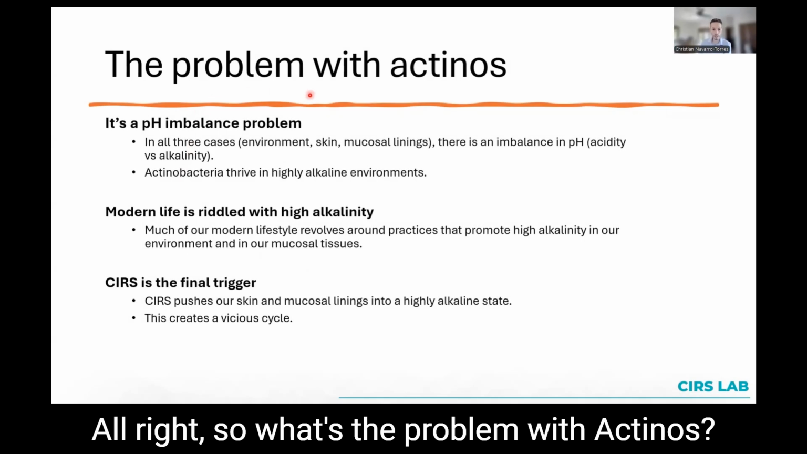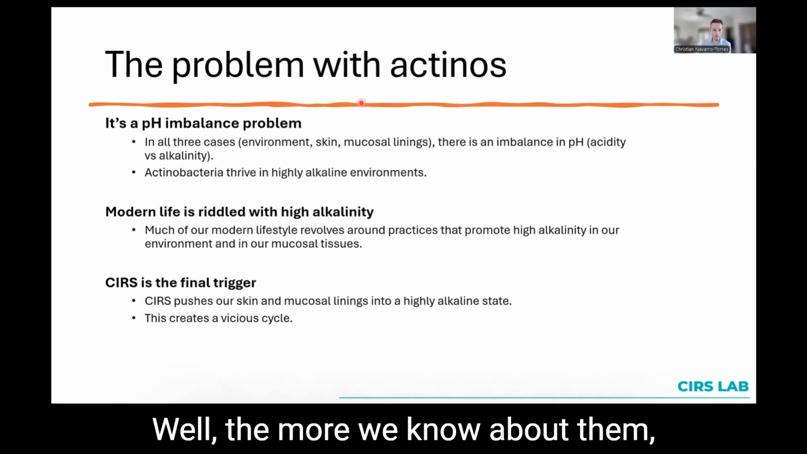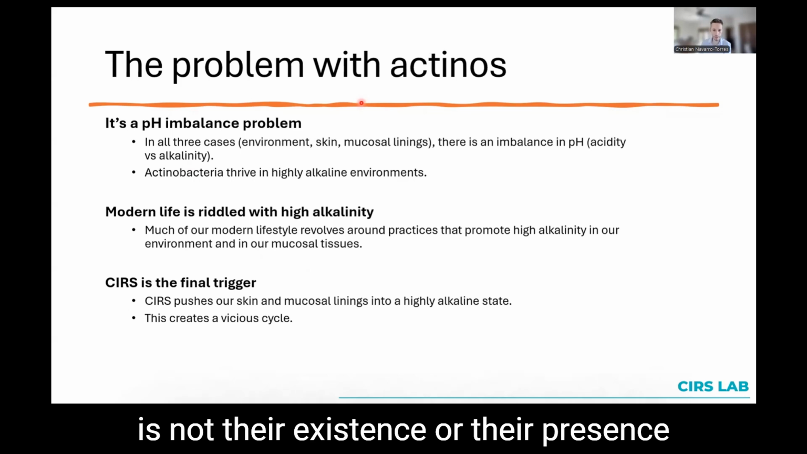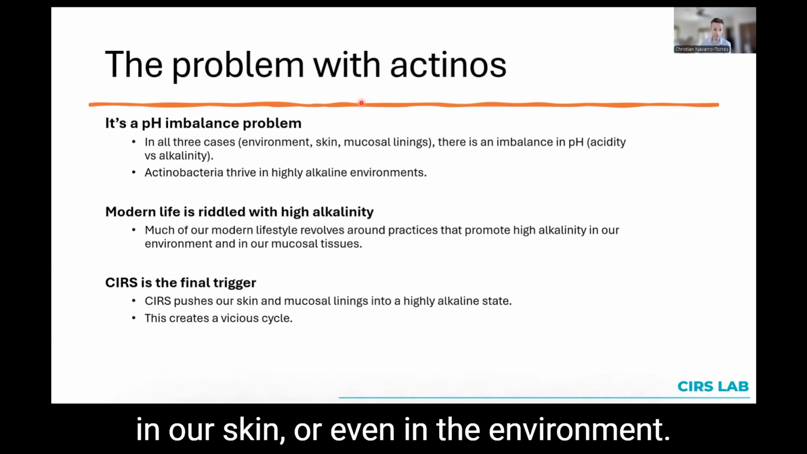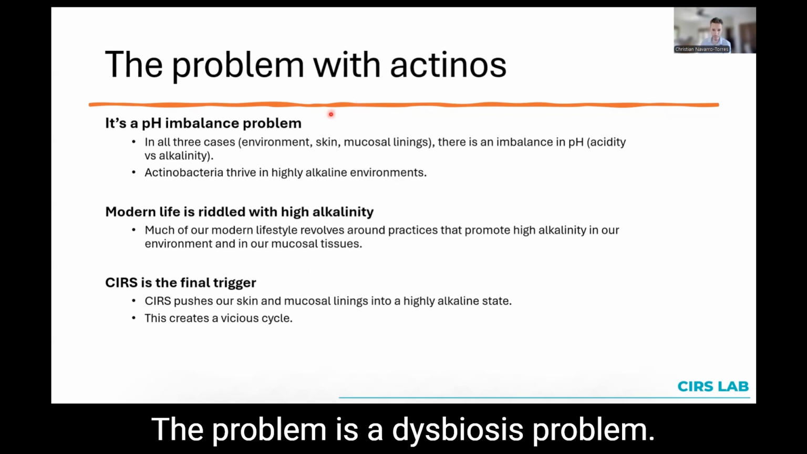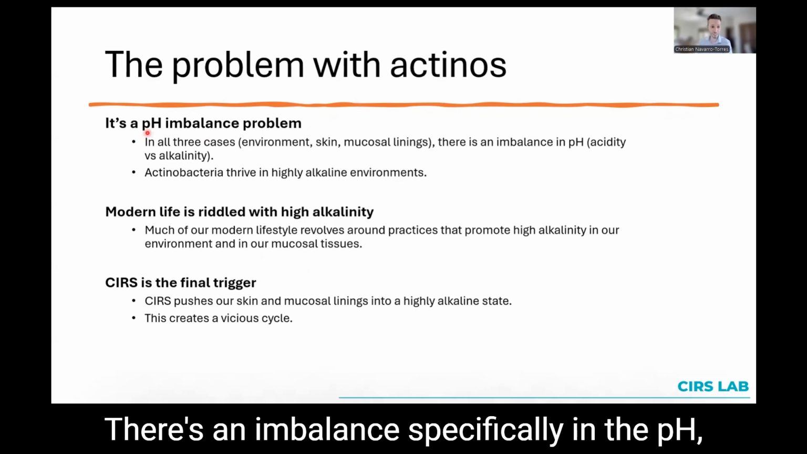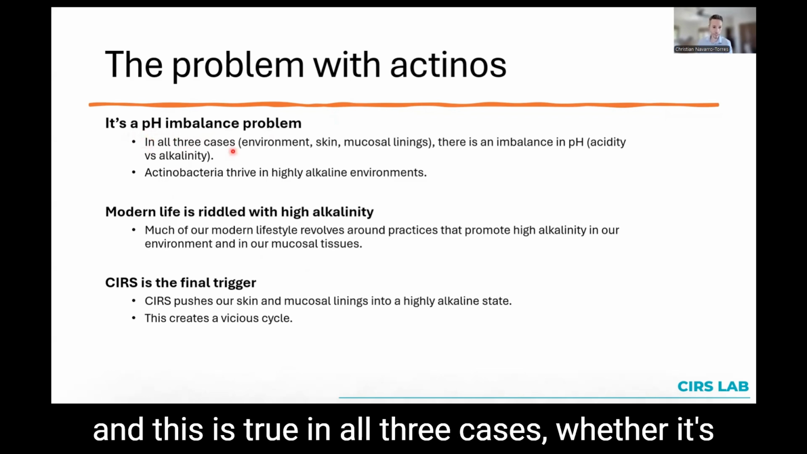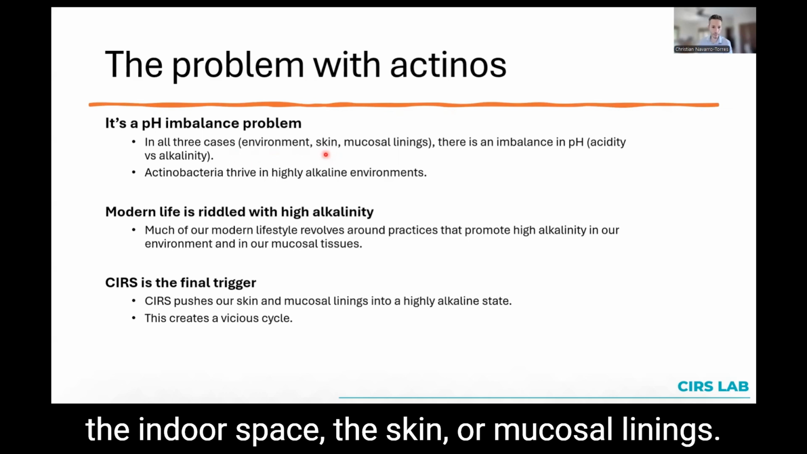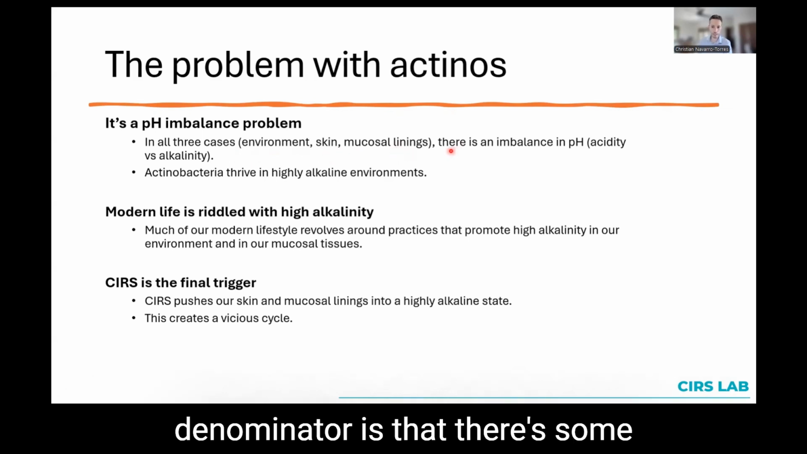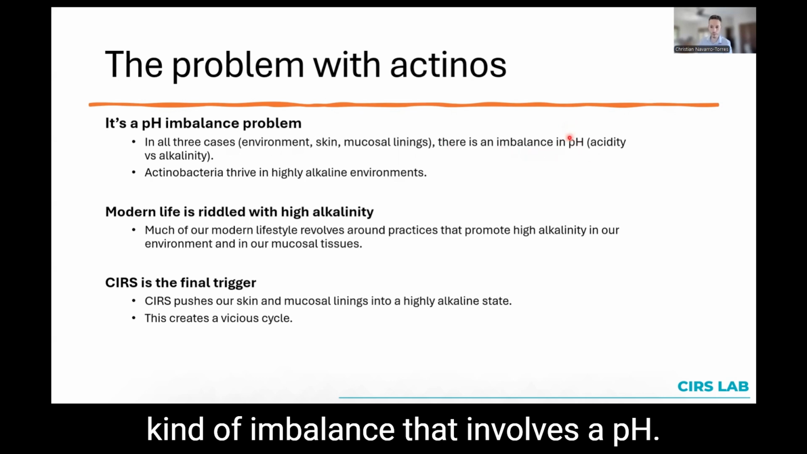So what's the problem with actinos? Well, the more we know about them, the more we realize that the problem is not their existence or their presence in our skin or even in the environment. The problem is a dysbiosis problem. There's an imbalance specifically in the pH. And this is true in all three cases, whether it's the indoor space, the skin, or mucosal linings. The common denominator seems to be some kind of imbalance that involves the pH.